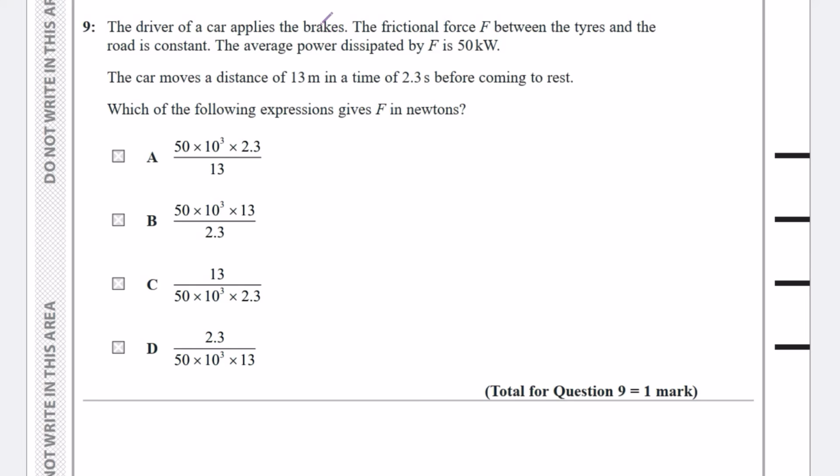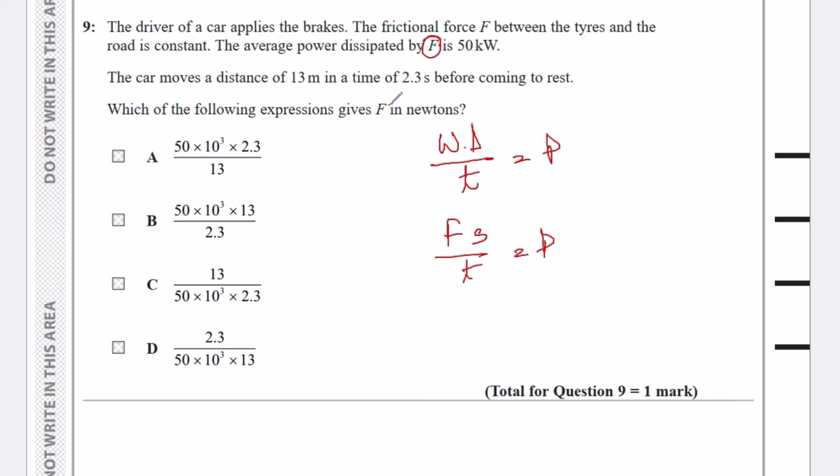So it's a very, very basic work and energy question, right? So power is the rate of transfer of energy or rate of work done, right? So this F is doing the work. This is the frictional force that is doing the work for bringing the car to rest, right? So rate of work done is equal to power. So you break this down. Work done, which is force times displacement, divided by time equals power.